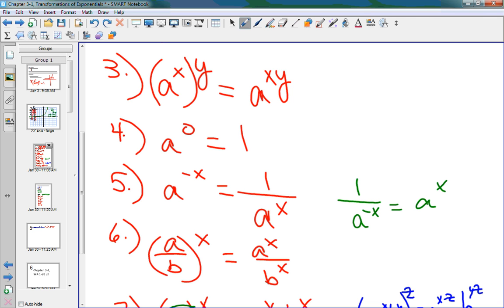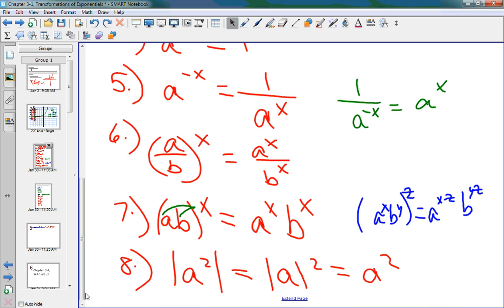Yes or no? Okay. Now, if I have a over b raised to the x power, both of those bases, a and b, get that exponent. You understand that? A to the x over b to the x. Same thing with number 7. If I have a and b in the parentheses, both of those get that exponent.